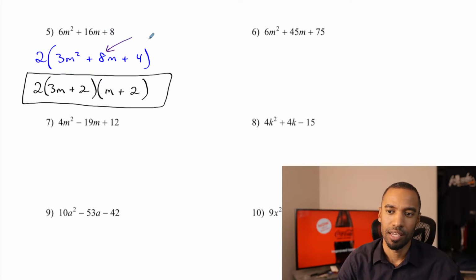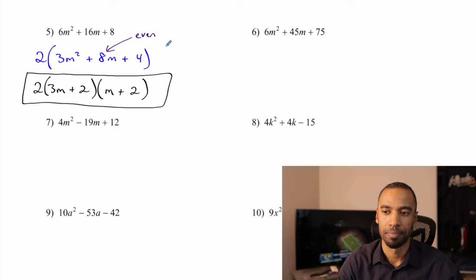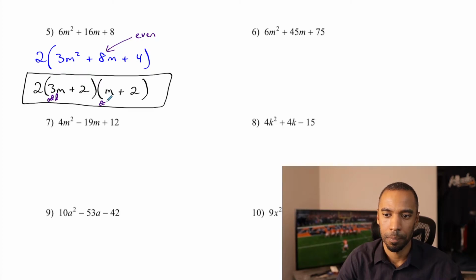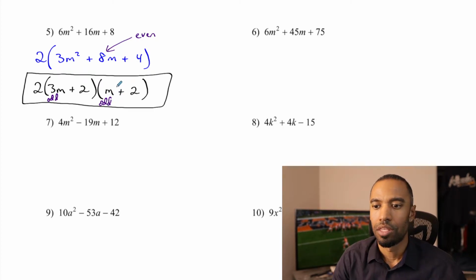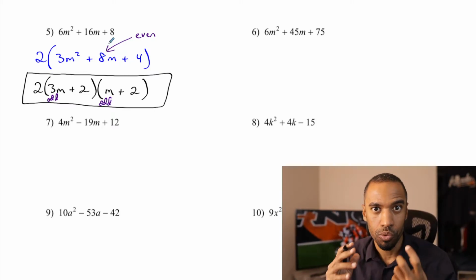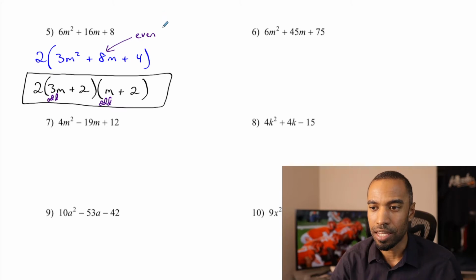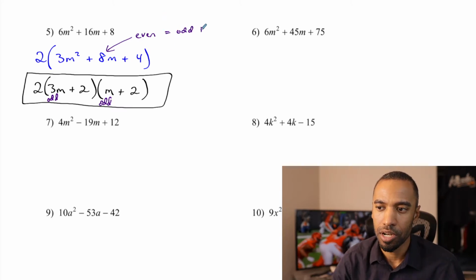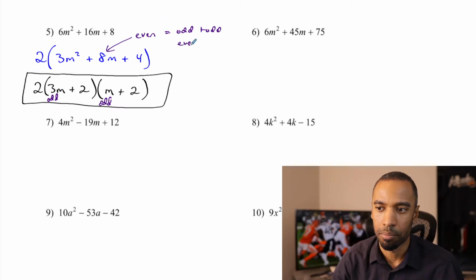8 is an even number. The 3 and the 1 were odd numbers here. The 3 was odd, the 1 was odd. The only possible way that you can, and remember the even number also, 8 was a sum of 2 numbers. The only way you can get an even number is from an odd plus an odd or an even plus an even.